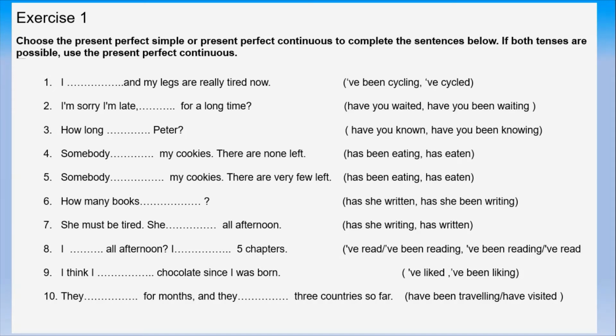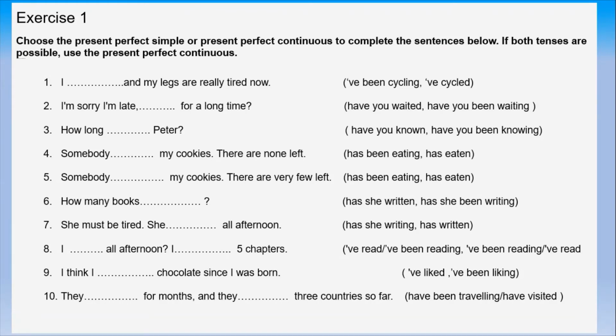Number 6, how many books? Correct answer: how many books has she written? Why? Because the present perfect talks about how many things, or how much, or something we have done, how many books. Thus, with how many, how much, you have to use the present perfect. 7. She must be tired. She dash all afternoon. All afternoon.